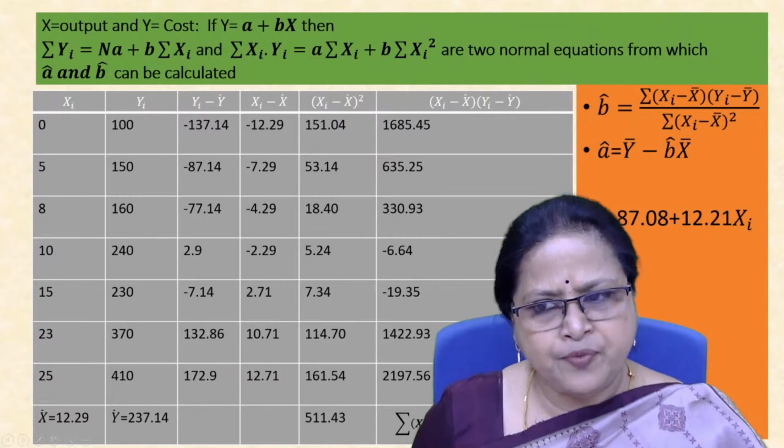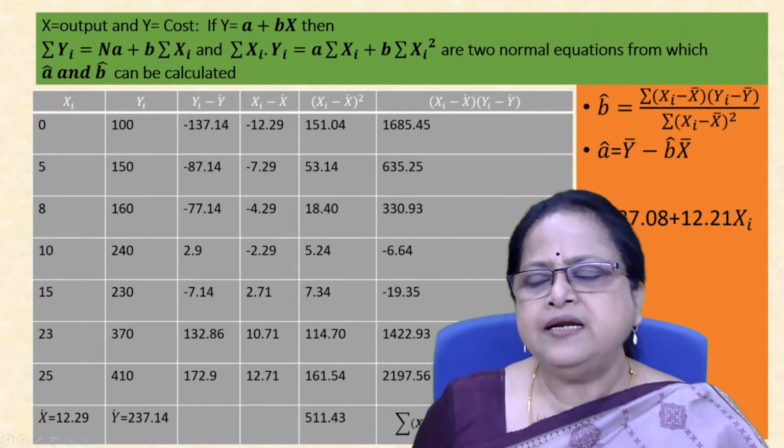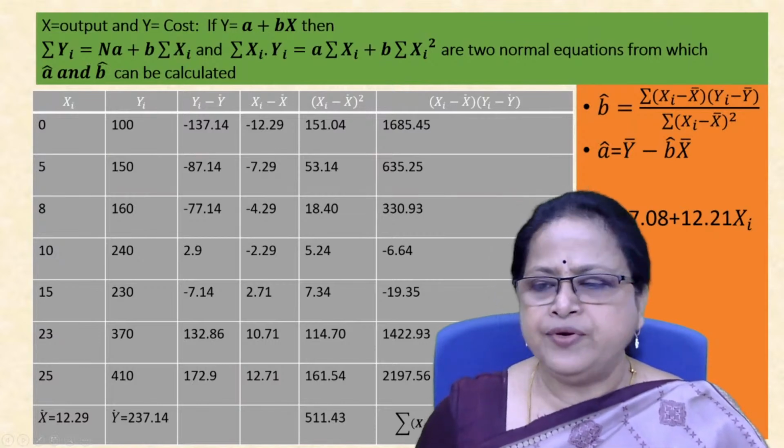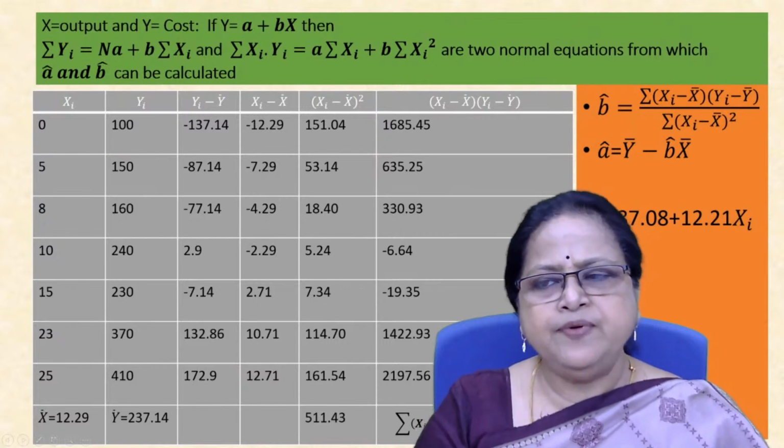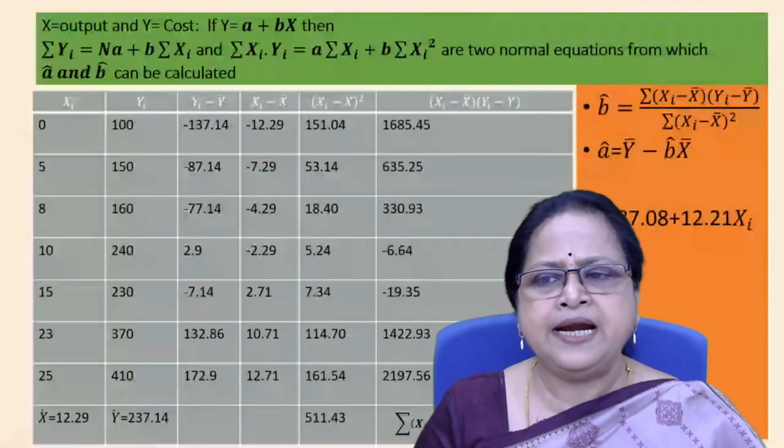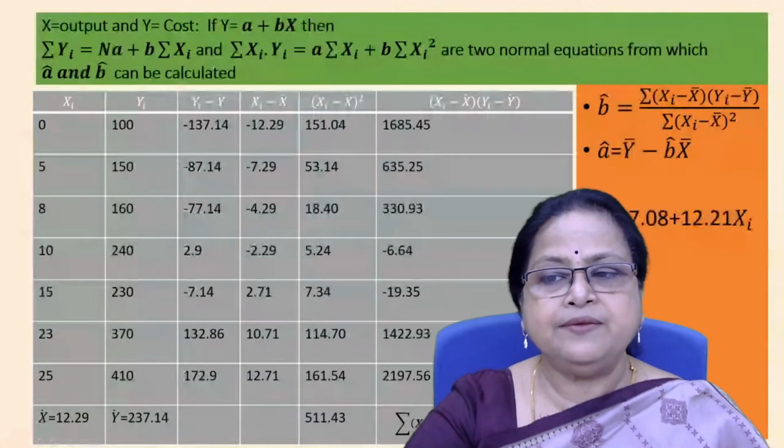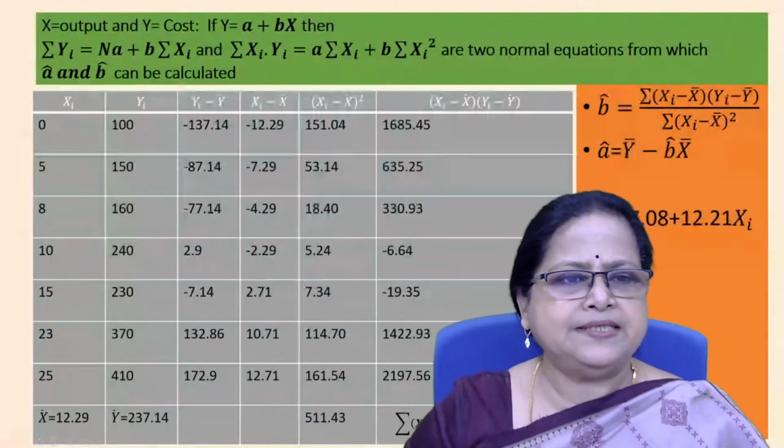It will be 87.08, that is a hat, and b hat will be 12.21. And from the table we have used the formula for b hat and a hat, and that also can be used and you will get the same answer.